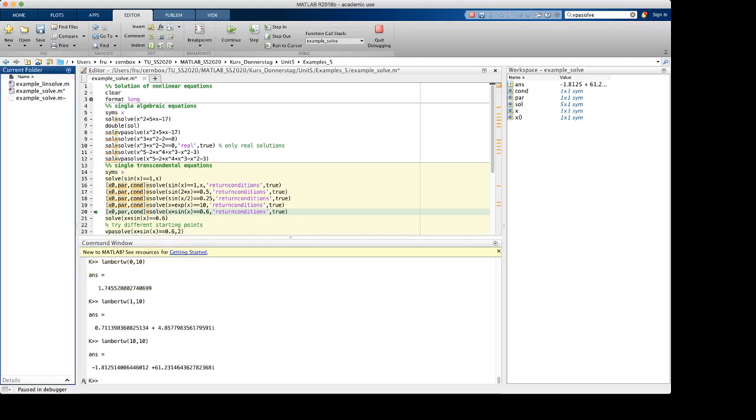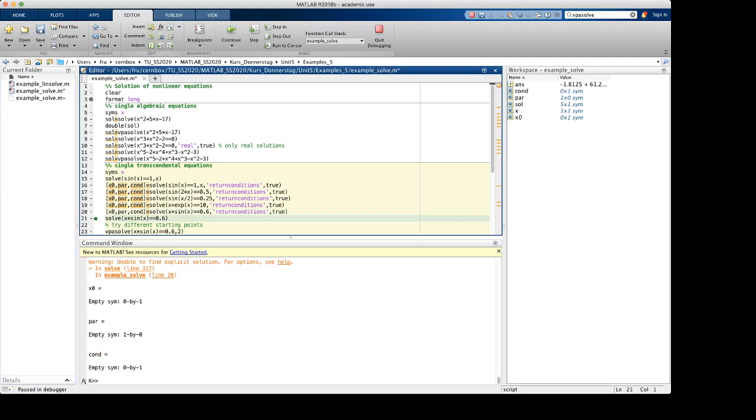Now let's try a similar equation. x times sine of x equals 0.6. In this case, there is no general parametric solution. There is of course an infinity of solutions, but they cannot be easily parameterized by using a higher function like Lambert's W function.